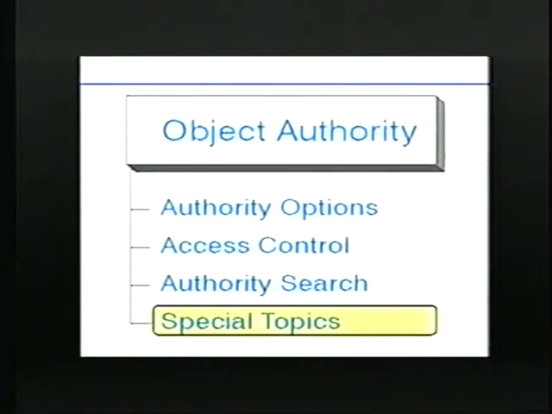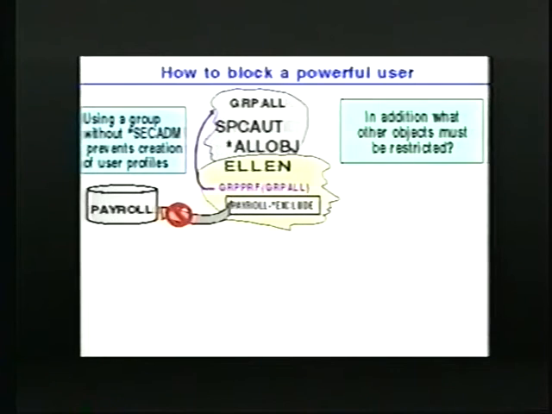Let's spend a little bit more time talking about this and ask, how might we block a powerful user such as user Ellen? We're going to change it just a little bit so Ellen has a group profile that has special authority of all object only. Since Ellen doesn't have SecAdmin special authority in the group profile, she can't go out and create Ellen the Sneak and can't change her own user profile. And we see Ellen has an exclude entry in her user profile for payroll, but we have to ask the question, can Ellen get access to the payroll file?